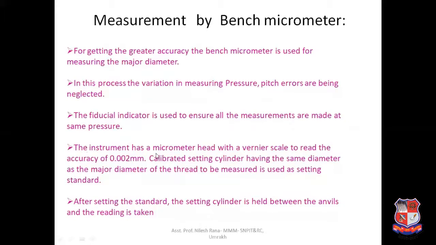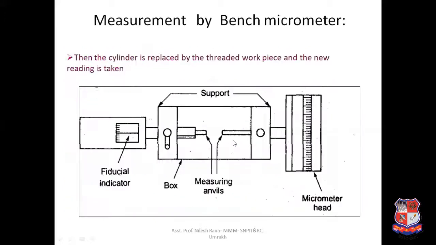The instrument has a micrometer head with a vernier scale to read an accuracy of 0.002 mm. The calibrated setting cylinder, having the same diameter as the major diameter of the thread to be measured, is used as the setting standard. After setting the standard, the setting cylinder is held between the anvils and the reading is taken. You can see the fiducial indicator, the micrometer head, the measuring anvil, and the box. The cylinder is then replaced by the threaded workpiece and the new reading is taken between these two anvils.